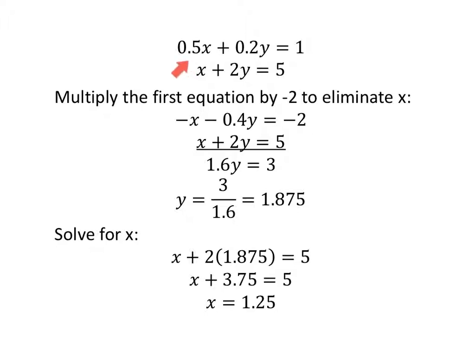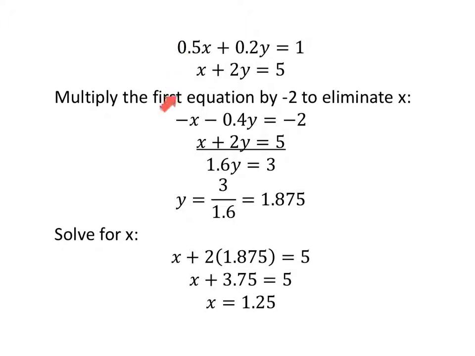Same equations I had on the last slide. Let's multiply the first equation by a negative 2, right? If I have a half, I multiply a half by 2, I get 1. But I'm going to multiply that by a negative 2. That way I have a positive 1x here. I will have a negative 1x here. I can eliminate my x.